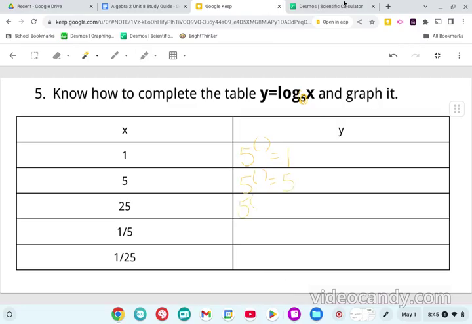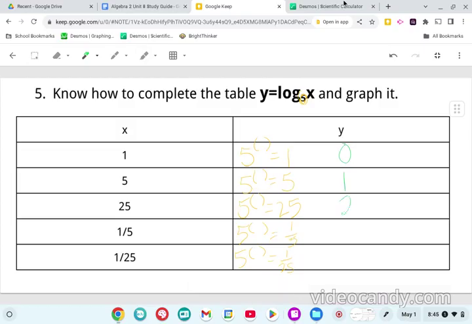5 to what power gives me 25? 5 to what power gives me 1 over 5? And 5 to what power gives me 1 over 25? Most of this is pretty straightforward. We know the rules about exponents tell us that any number raised to the 0 power is 1. 5 to the first power is itself.